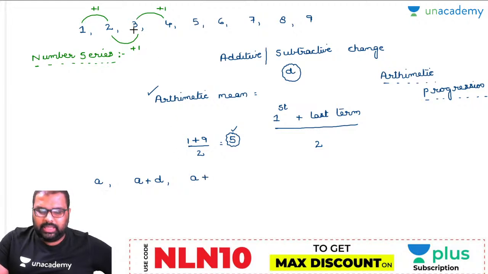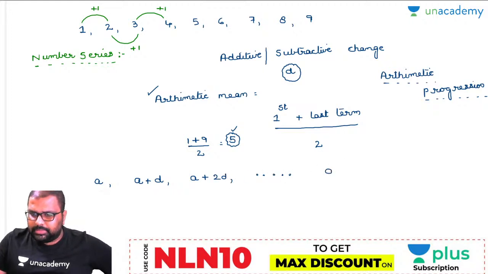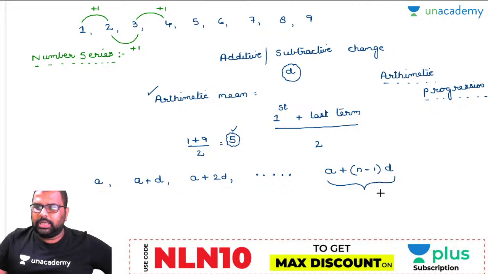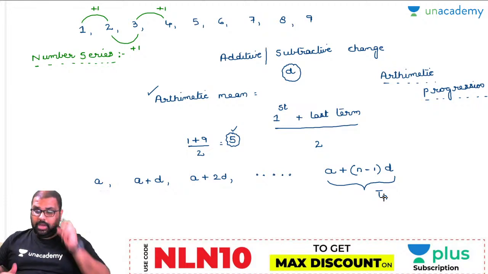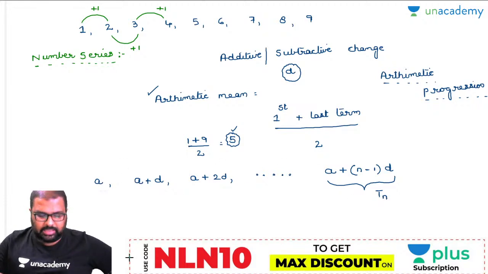Now see here, A plus 2 into D will give you the third term, and so on. Your last term will be how much? Here, in the third term, 2 was there. Finally, your answer will be A plus n minus 1 into D. Am I right or wrong? Yes, perfectly. Now, this is called the Tnth term in an arithmetic progression. Now, how will you find out the sum of the arithmetic progression?